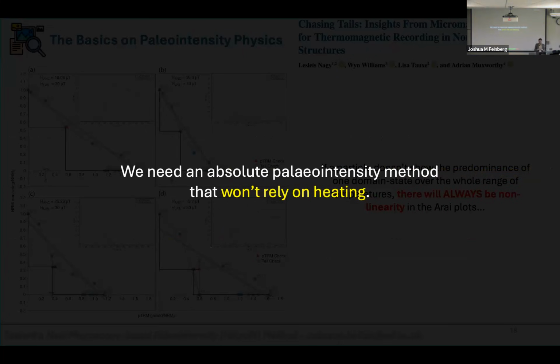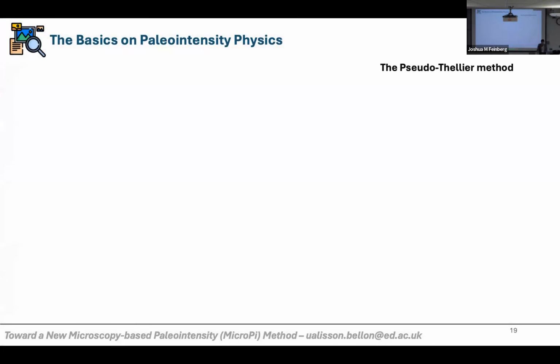So basically, what would be brilliant was to have an absolute paleointensity method that doesn't require heating. And that's the dream, isn't it? And I am one of the people that took the chance of trying to do that and hope really, really that I won't fail miserably. But, you know, let's see how it goes in the next years. So that's what we're trying to do.